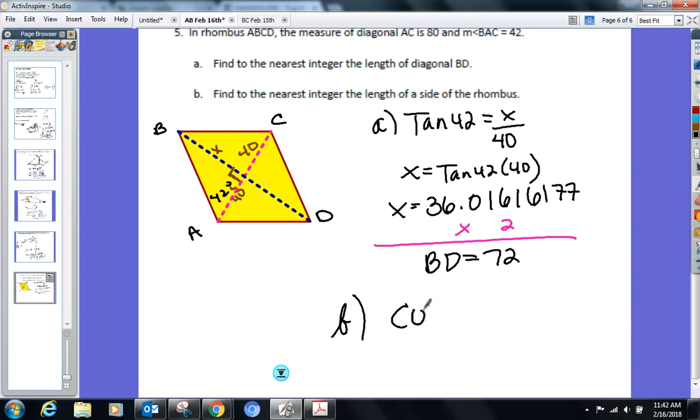I think I chose to use cosine. If you're going to use that 36.016, use the full thing, please. Don't round it to 36. If in your calculations you're going to involve that side you just found, use the full decimal.